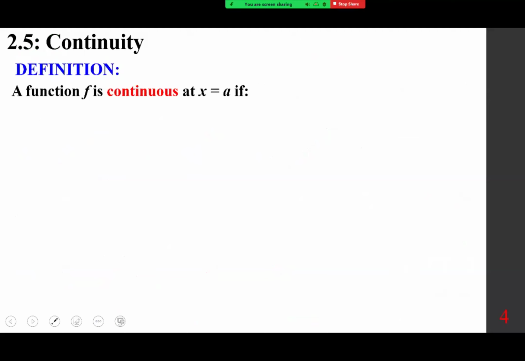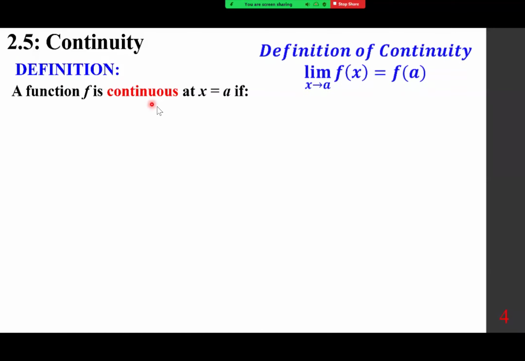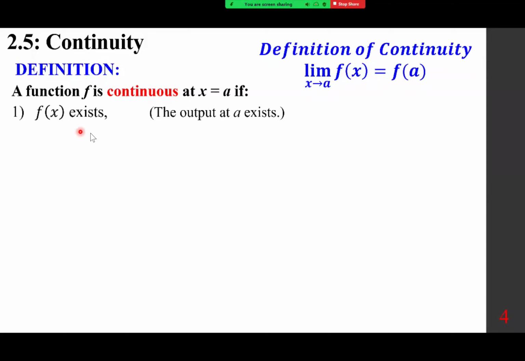Now, 2.5 continuity. Definition: a function f is continuous at x equals a if, here's the definition of continuity, the limit of f of x as x approaches a equals f of a. What does it mean? Number one, f of a exists. The output at a.